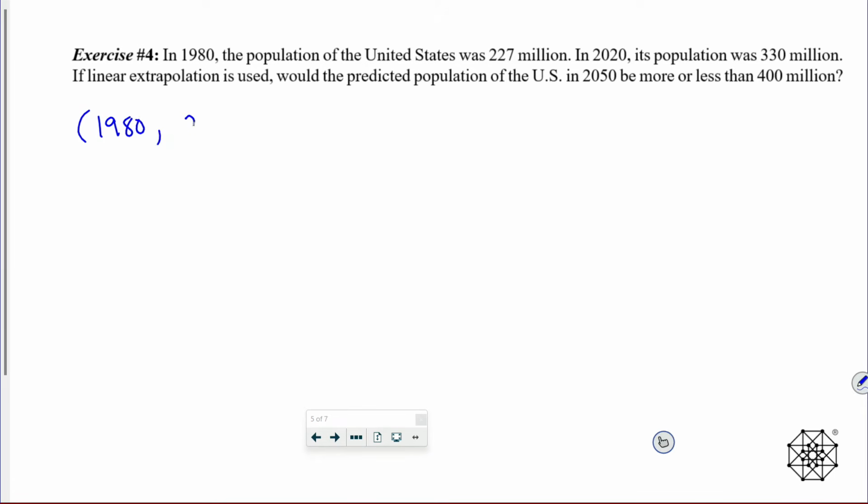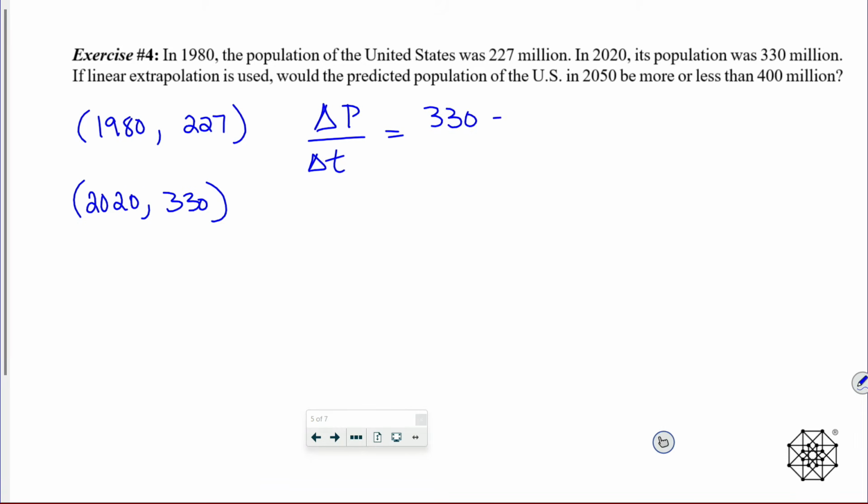So 1980, I'm going to say 227. I'm not going to include all the zeros for the millions. We'll just know that we're in millions. And in 2020, our population was 330 million. So the first thing I might want to do is just figure out what the rate of change is, the change in population over the change in time. So I can do that by saying 330 million minus 227 million, all divided by 2020 minus 1980.